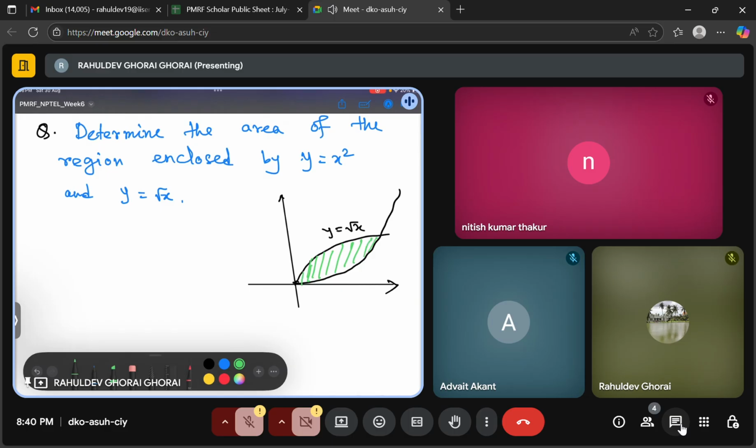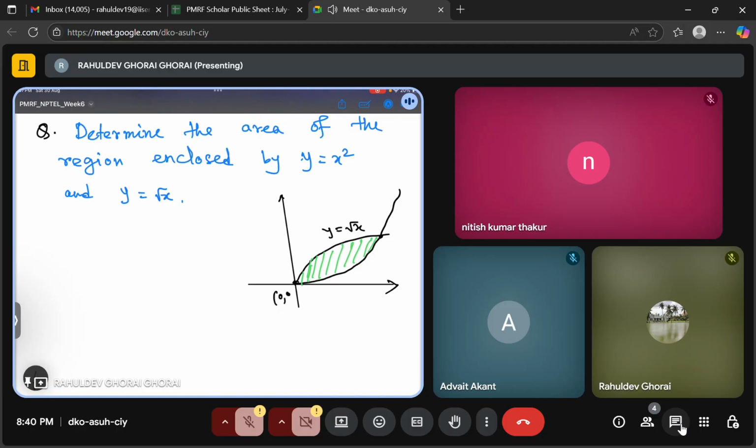Area will be this portion, but how do you know from where to where this is? This is the 0 point, so you don't have any problem. But what is this point? To know this point, let's say it is A, then from 0 to A, the upper curve is square root of x minus x square, dx, and that will be the area, right?